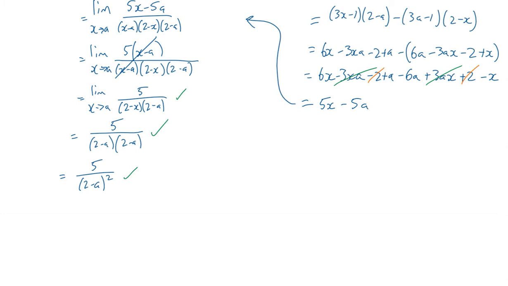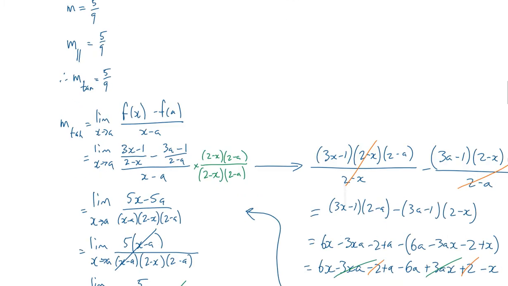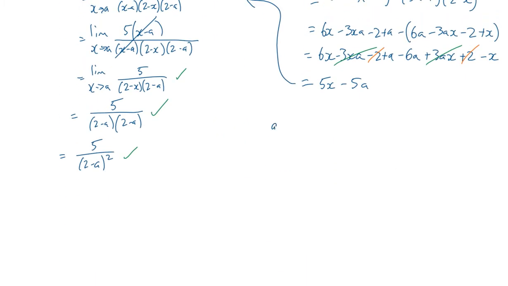Okay. All right, now back to the start. We were given the slope of the tangent. It was parallel to a particular line, but we used that to determine that the slope of the tangent is 5/9. So that's our slope of the tangent, right? Our expression. So when slope of the tangent equals 5/9, we get 5/9 equals 5 over 2 minus a all squared.